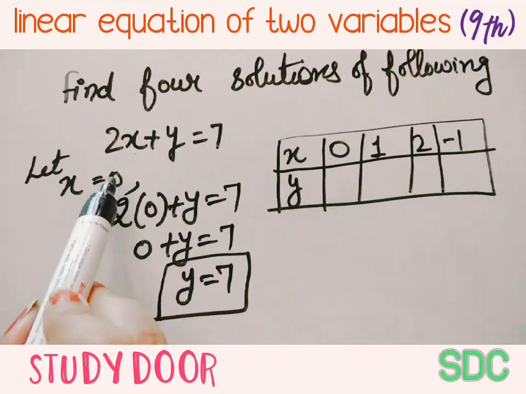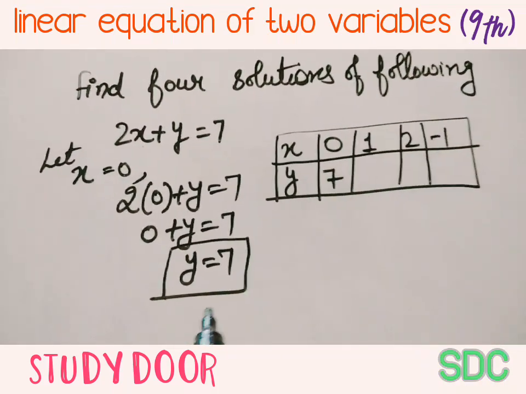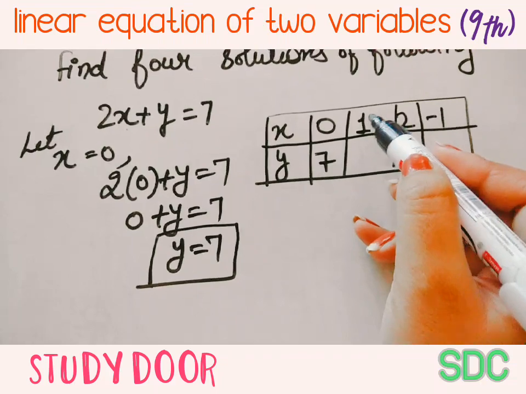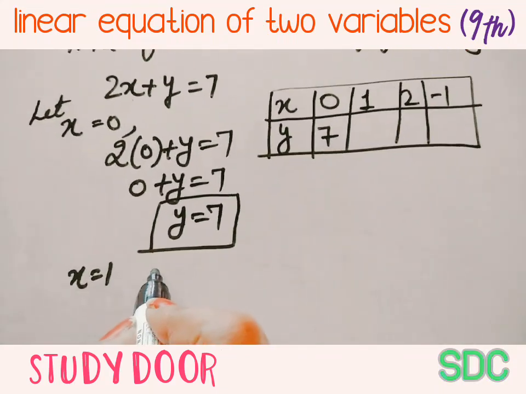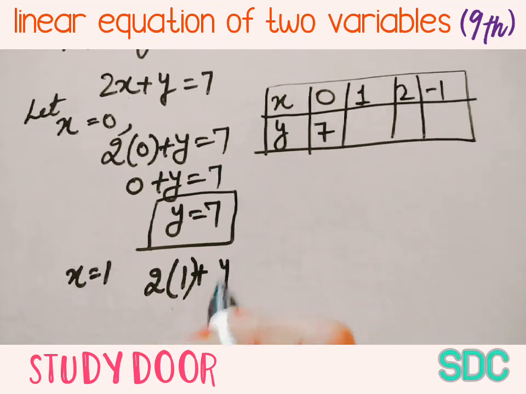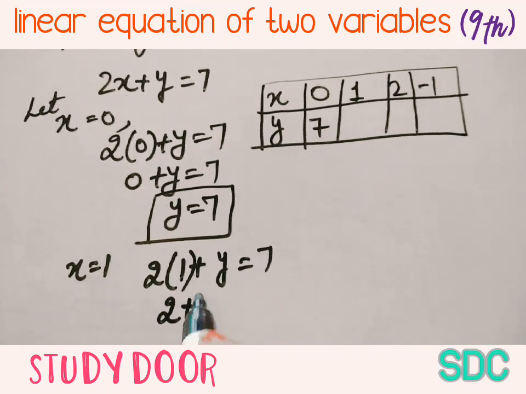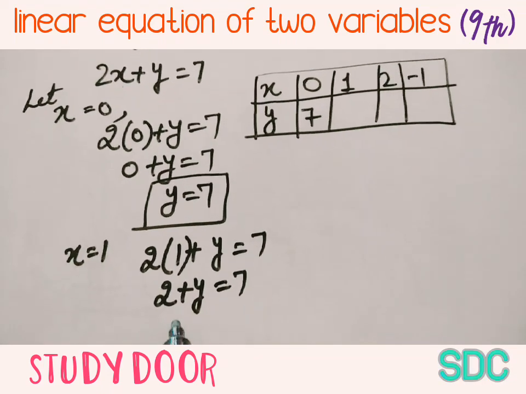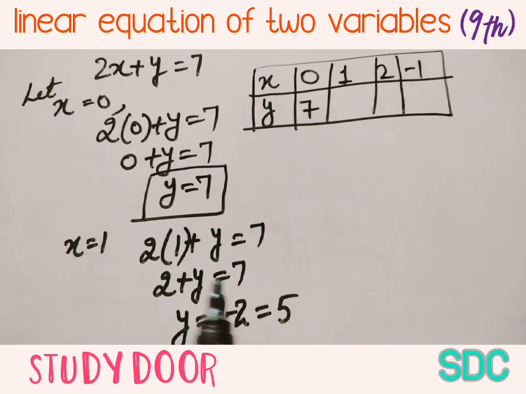When we put the value of x as 0, the value of y came to 7. Now which value of x should we put? 1. x is equal to 1. So 2 into 1 plus y is equal to 7. 2 into 1 is equal to 2 plus y is equal to 7. Value of y is equal to 7 minus 2, that is equal to 5.